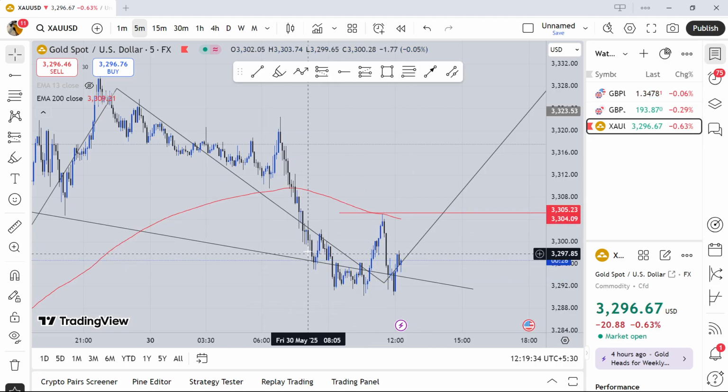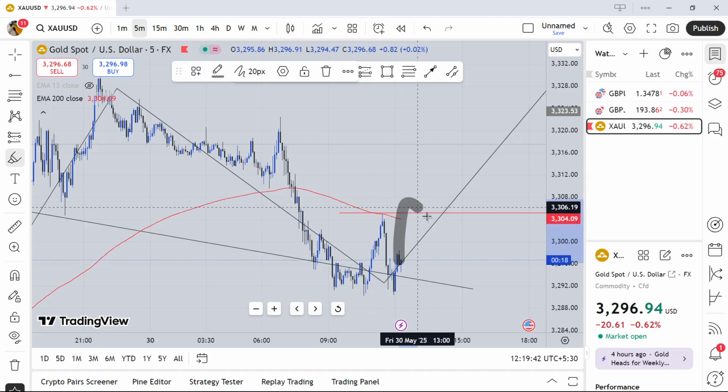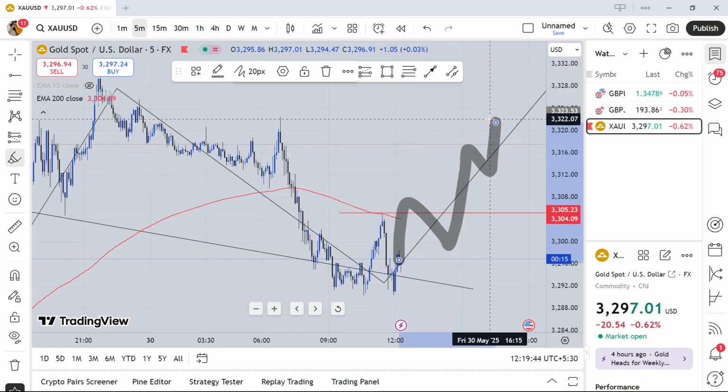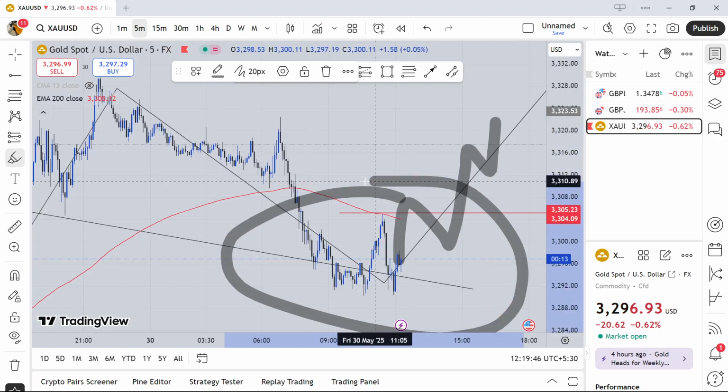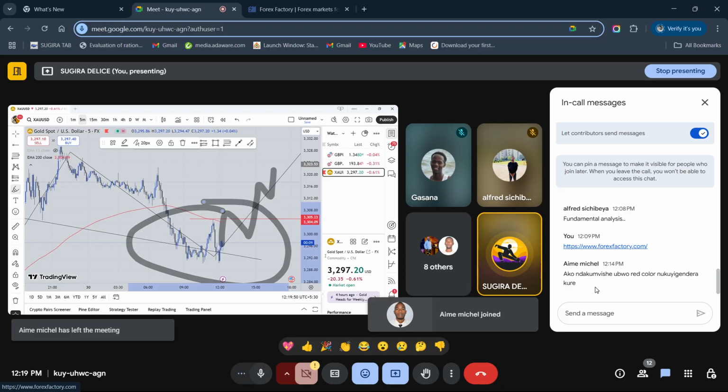This is not a clear rejection. It gave us a change of character, but then you can see the EMA was rejecting. To me, we want a confirmed clear uptrend for us to take the trade in the lower time frame. You get my point? Are we clear? Is it clear from here?